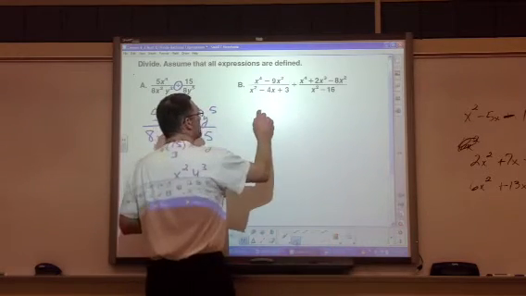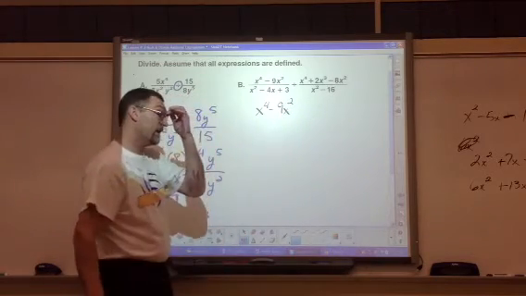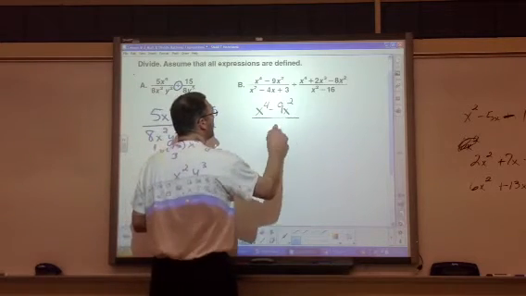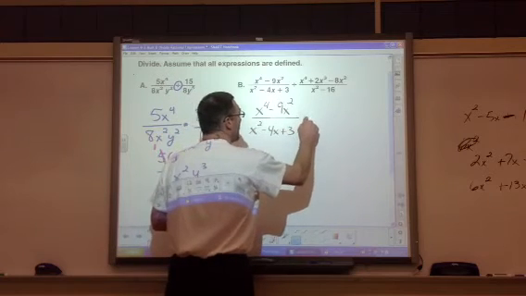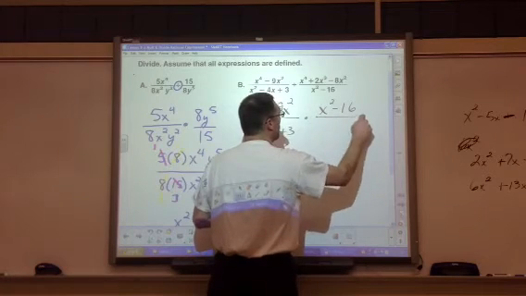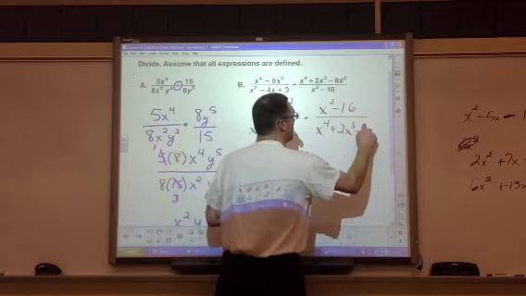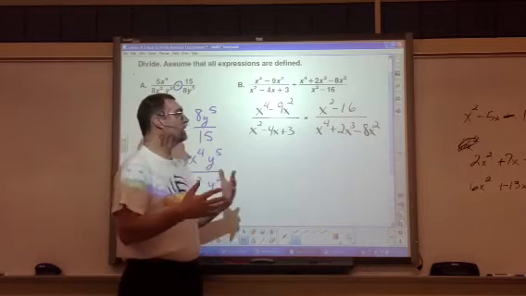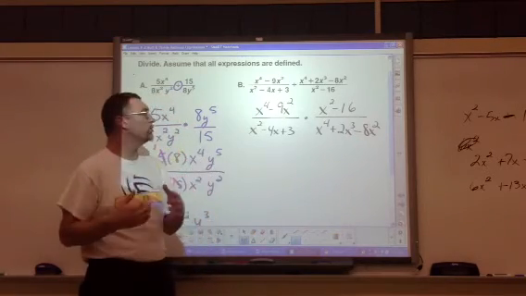So we've got x to the 4th minus 9x squared over x squared minus 4x plus 3, times, take the reciprocal, x squared minus 16 over x to the 4th plus 2x cubed minus 8x squared. This one, we're really going to have to take our time doing it because we're going to end up with a lot of factors. Now this one's going to get really long, so we're going to have to take our time in doing it.